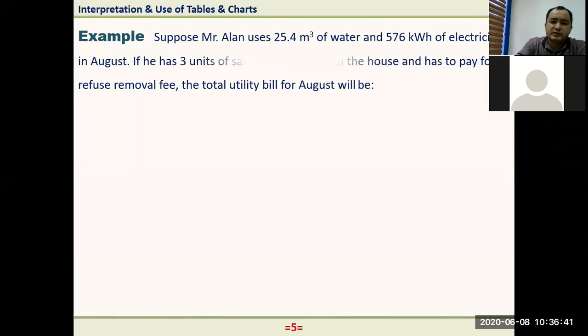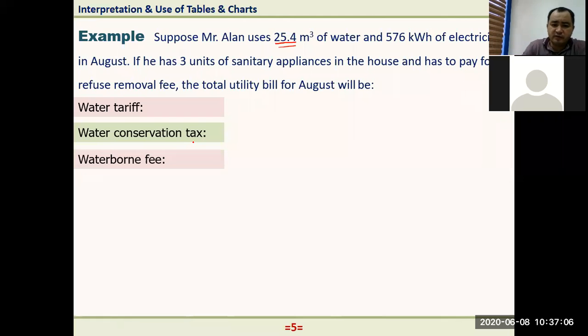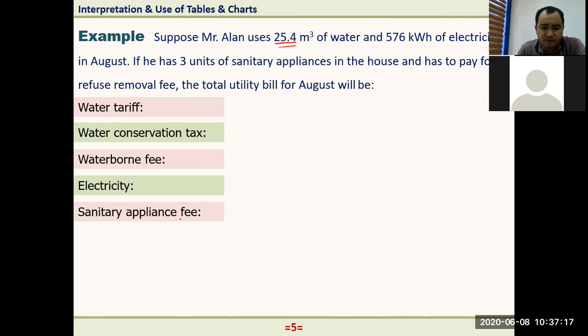So the first one is water tariff, and how much water he used. It is 25.4, right? And that is less than 40. So less than 40, it is 1 point, how much? It is 1.17. So 1.17. The second one is water conservation tax, right? On this amount, also we need to pay water conservation tax. The second thing we are going to pay is waterborne fee, right? And the third one is electricity, right? And the next one is sanitary appliance fee, right?